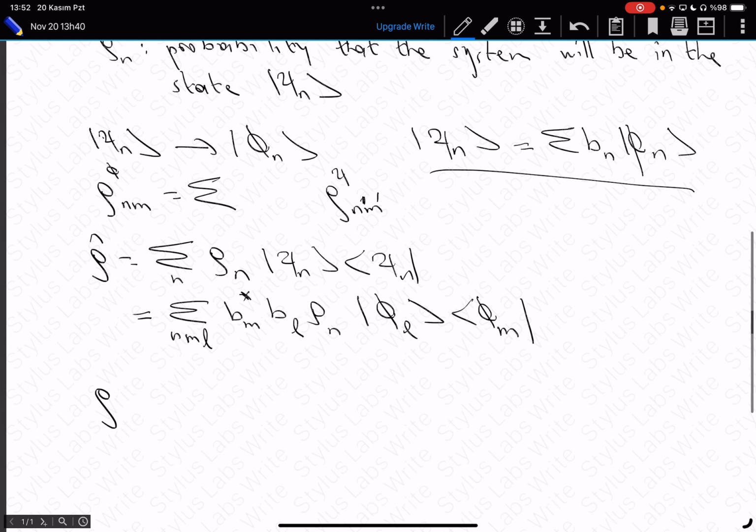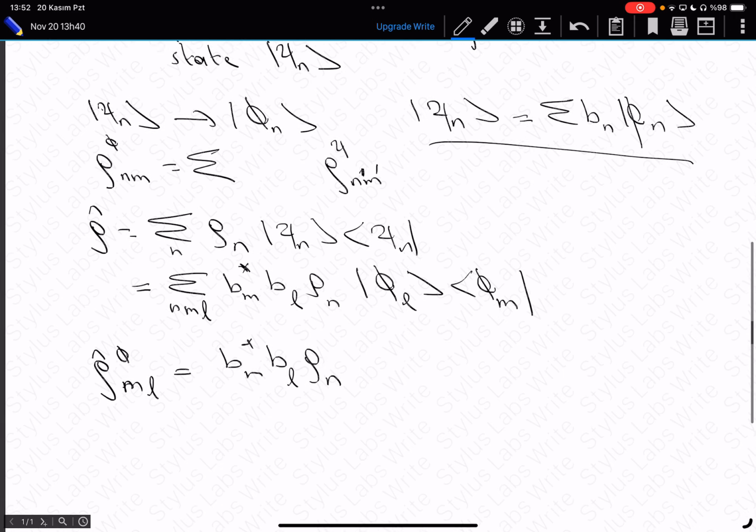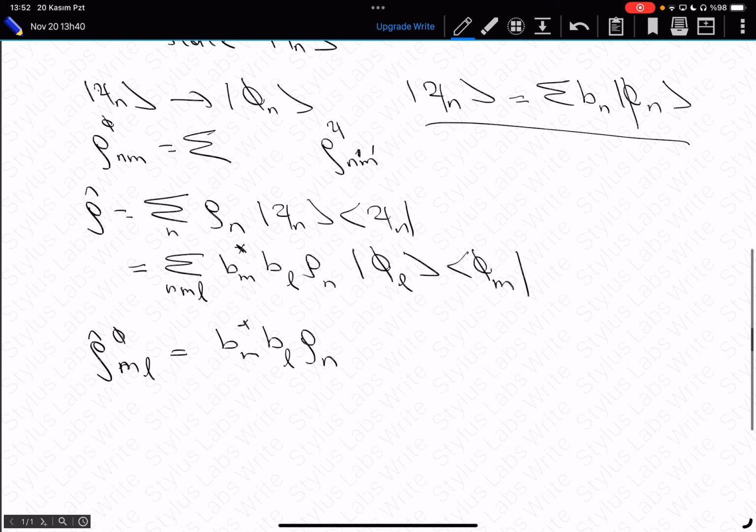So rho in this phi basis, the ml element, is no longer diagonal, but it is given by b_m star b_l rho_n. Did I forget anything else? Yeah.